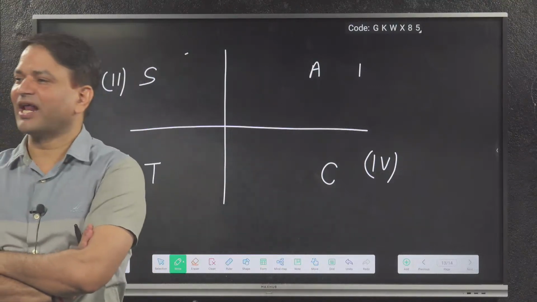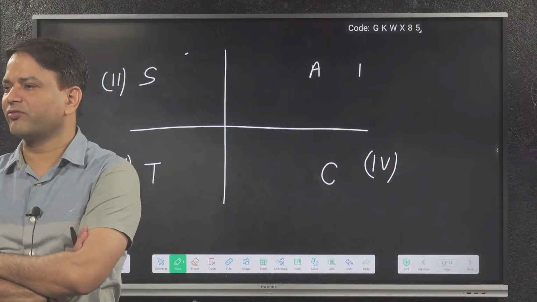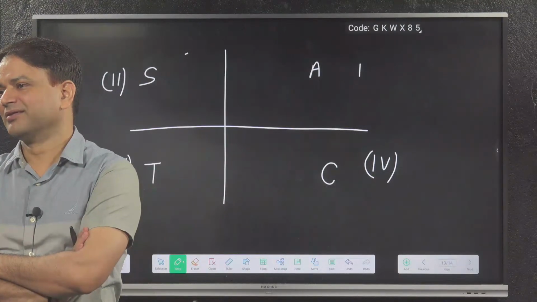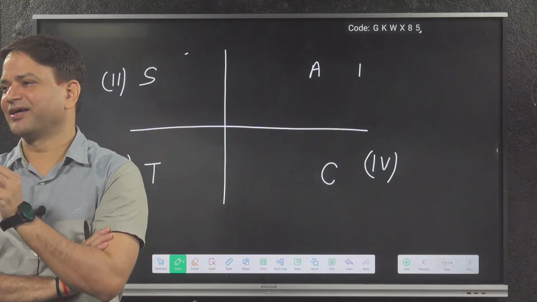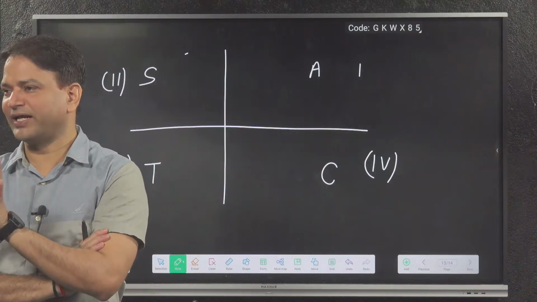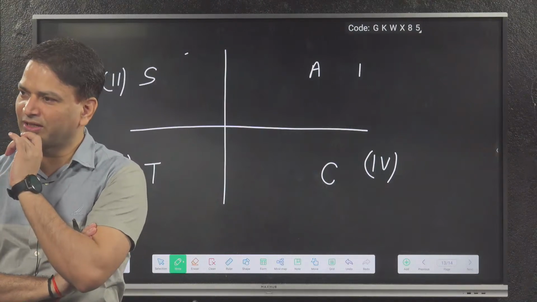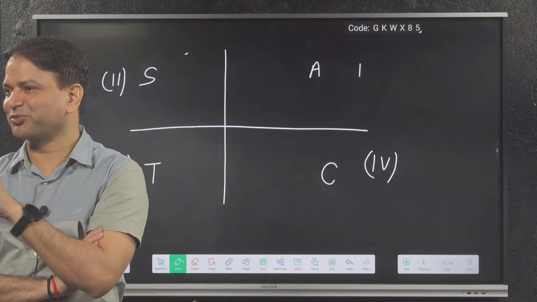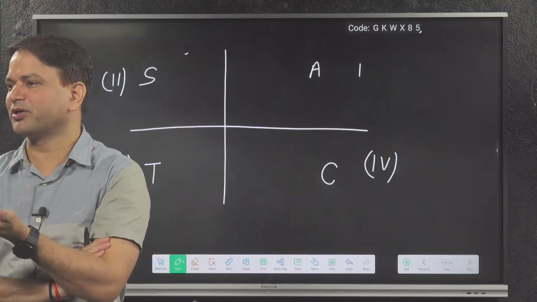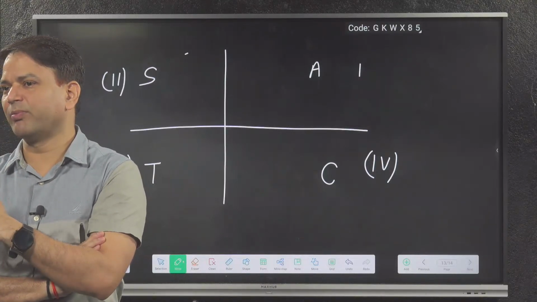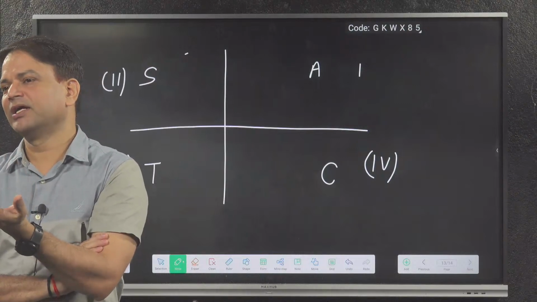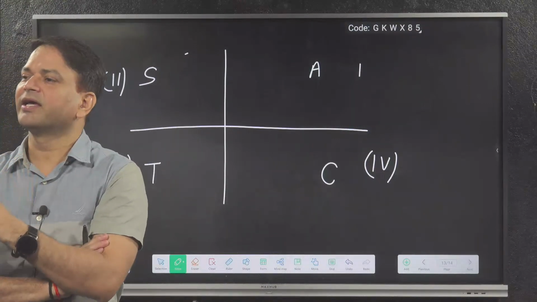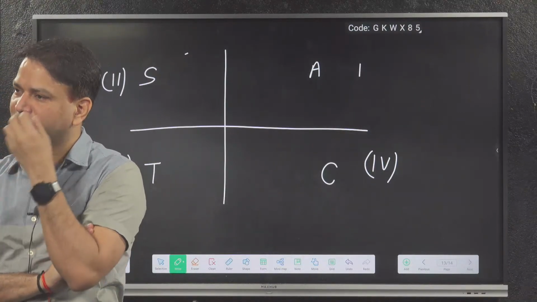Cot. If the tan is positive, will cot be positive or not? Obviously, suppose I am saying 2, any number 2. Then 1 by 2 is positive or negative? If I am saying 2, then 1 by 2 is positive or negative? If the tan is positive, then its reciprocal will be positive. If sine is positive, its reciprocal cosec will be positive. If cos is positive, its reciprocal sec will be positive.